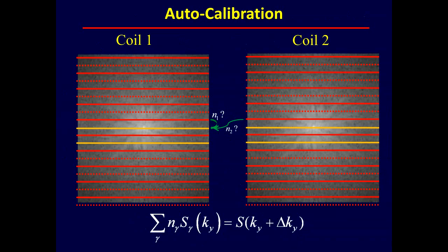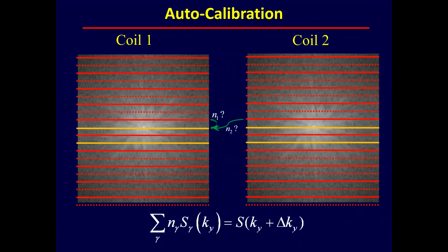Because you already have this measured data, that makes it easy. You just need to invert that little matrix there, right? You're solving for N1 and N2. Basically, what N1 and N2 is going to give you that measured data using the linear combination of these two coil sensitivity profiles. Okay, so that's the auto-calibration process.